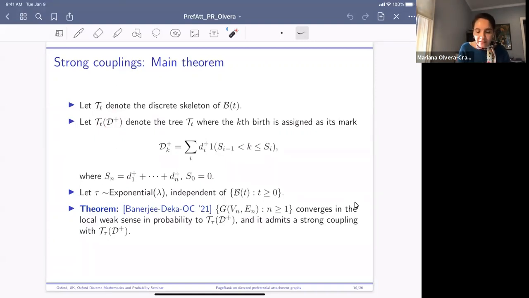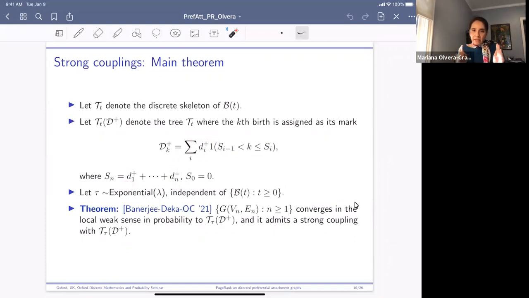So now this T of D plus refers to this graph that is constructed using the discrete skeleton of my branching process, where the marks have distribution D plus. And if you wonder how I'm going to assign those marks, for each individual that is born to this tree, I'm going to give it a mark that is an element of the sequence of out degrees. So remember, this is coming from the preferential attachment graph, where each vertex comes in and has a given out degree. The one that I'm going to attach is whoever is in that particular segment of my random walk that is being defined by these out degrees that I'm sampling.